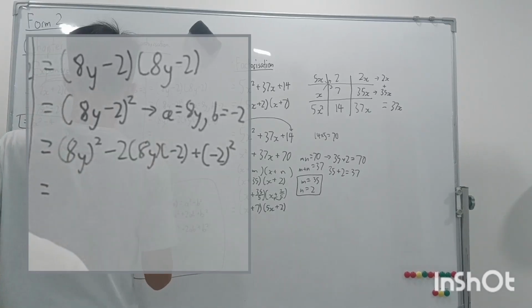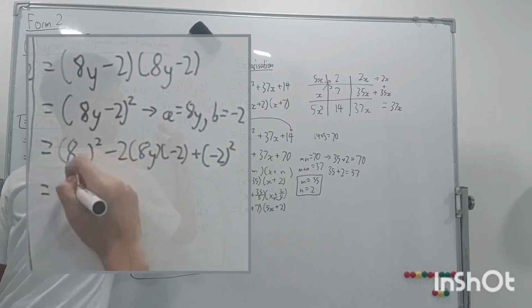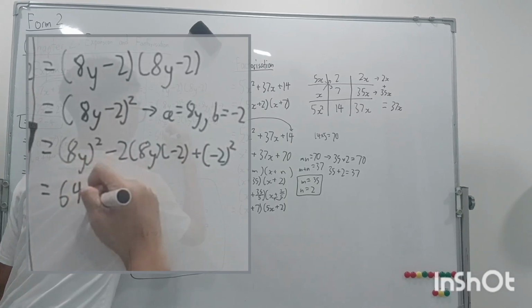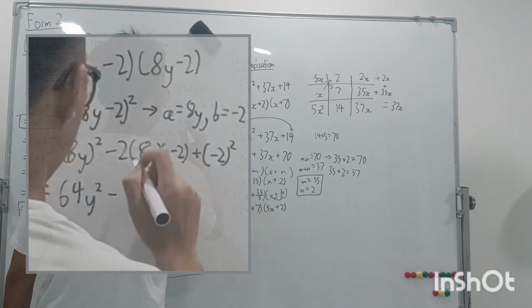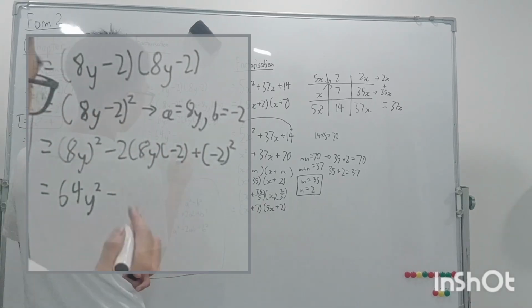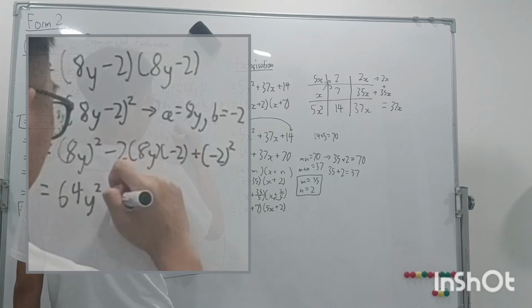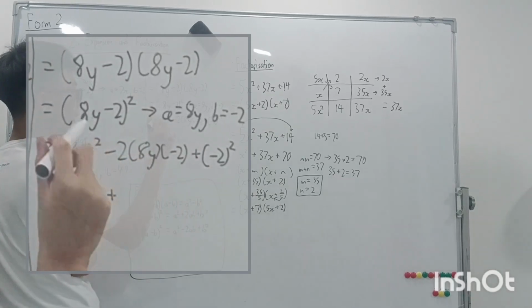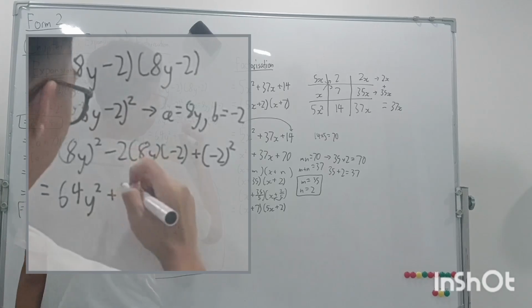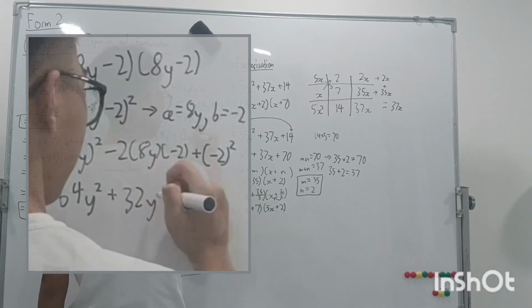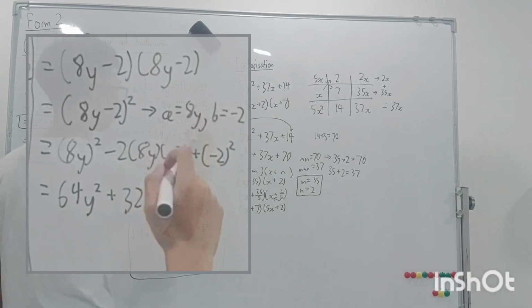So let's just do that. 8 times 8 will be 64, and y times y will be y squared. Now negative 2 times negative 2 will be positive 4. So this is going to be positive, and positive 4 times 8y is 32y. And of course, negative 2 squared will be 4.